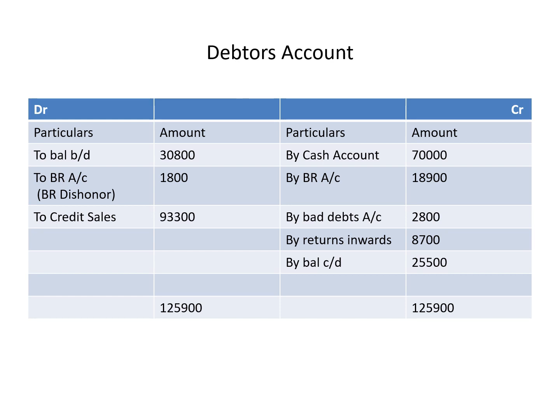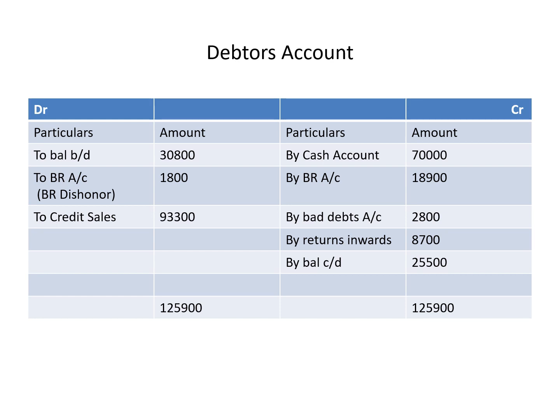BR received is 18,900, which we found out in the BR account. Transfer that towards credit side as by BR account 18,900. Bad debts written off were given as 2,800. So by bad debts 2,800. Returns inwards is given, sales returns. So by returns inwards 8,700. And closing balance of debtors is 25,500 given in the question. That also we record here as by balance carried down.